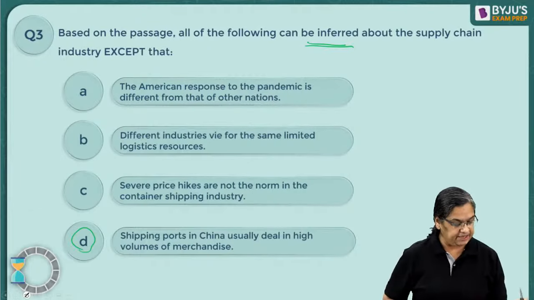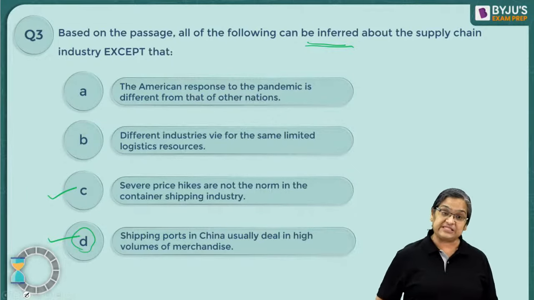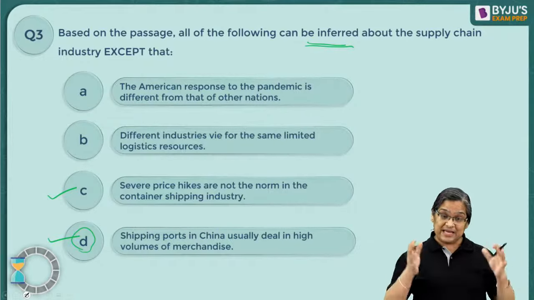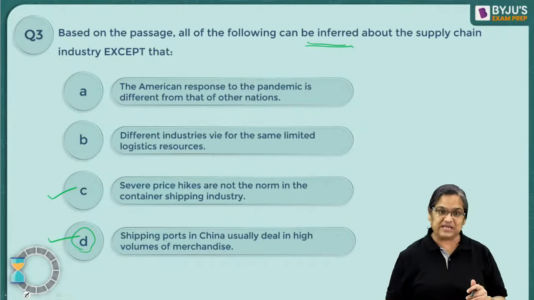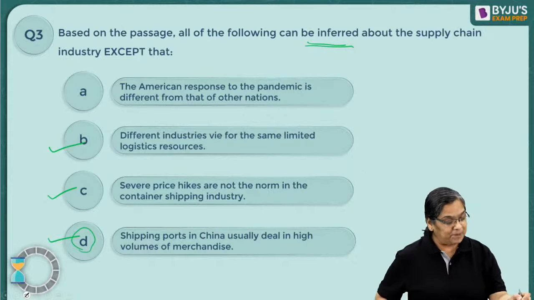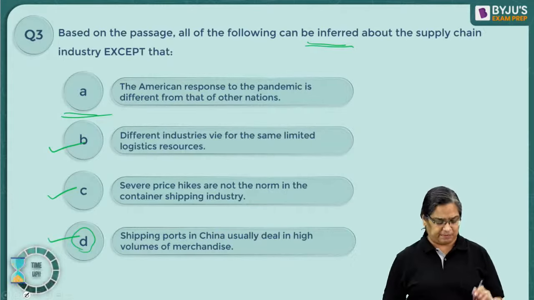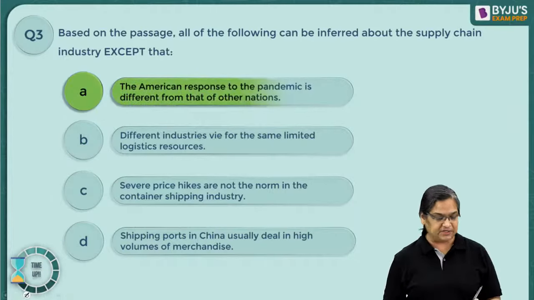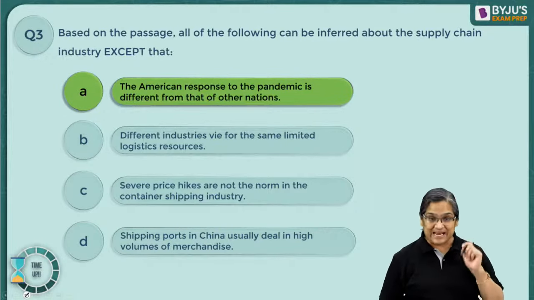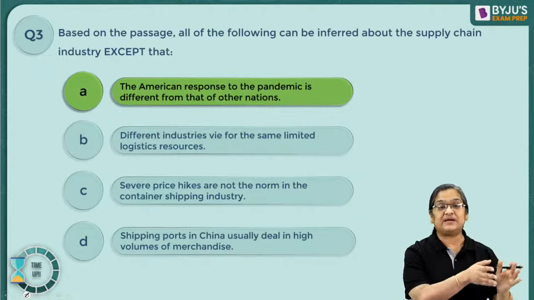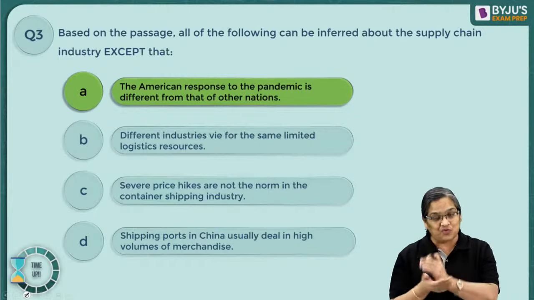Yeah, so this can be inferred. Different industries vie for the same limited logistics. Yes, he has mentioned it. Where did he mention it? He says because different industries vie for the same logistics, things take time. But why can't A be inferred? He has mentioned the American response to the pandemic. Why can't A be inferred? Anybody? What has he said about the American response to the pandemic? He said the American response to the pandemic has treated the Americans as something different from the rest of the world.